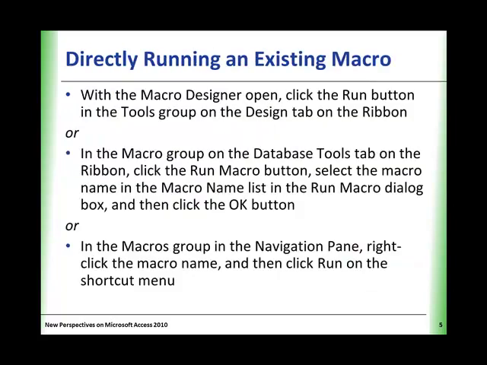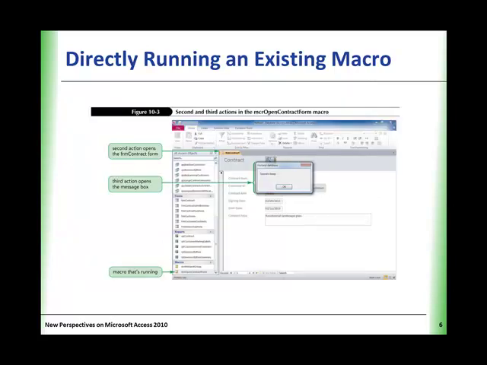In the macro design group, we can click the Run button to open up a macro in design view and work through it. If you double click the macro, it will start running. That may not be what you want to do, so open it in design view. So you right click on it, open it in design view, and then see what you want to do with it.